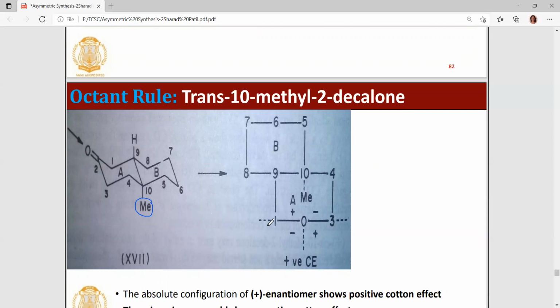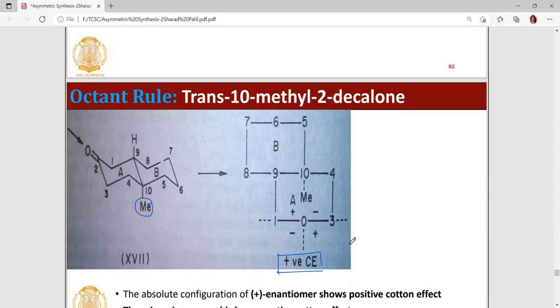See here in our presentation, obviously these images have been taken from P.S. Kalsi as well as the D. Nasipuri book. D. Nasipuri is the author of Stereochemistry. This book is also very good, and you can solve a few examples based on this Octant rule, right? So how to write down this decalone in quadrant format, you can learn, and then you can answer whether this will show the positive Cotton effect, right?